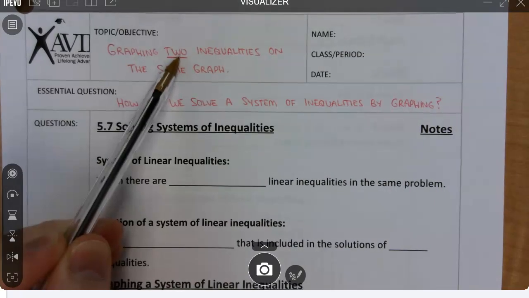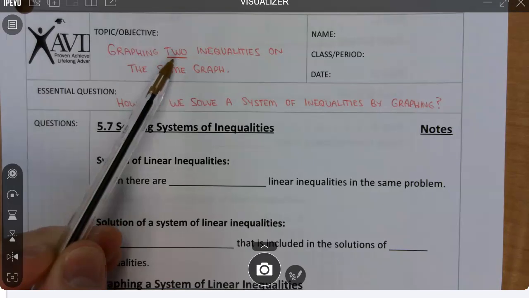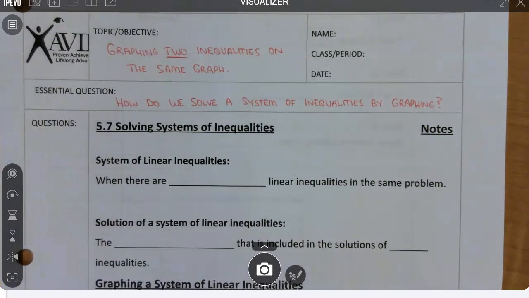So earlier in the chapter, we learned how to solve a system of equations by graphing. And what we were doing is we were seeing where the lines intersected, and it showed one point that the lines had in common. Well, now we're going to be solving a system of inequalities. So much like in 5.6, when we graphed a line and we shaded above or below, we're going to do the same thing, but we're going to do it with two different lines on the same graph.